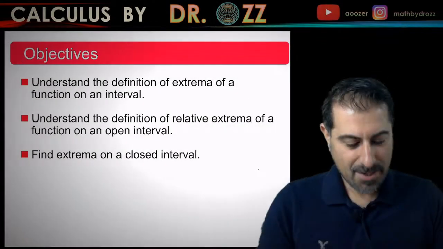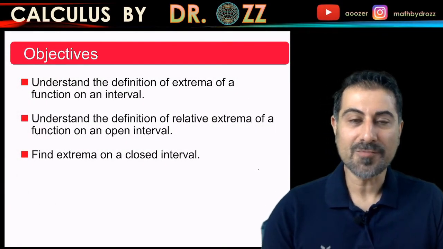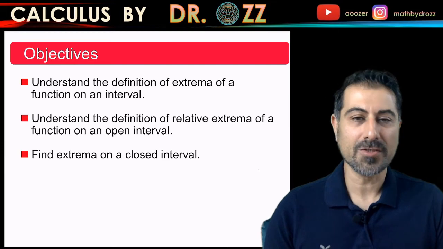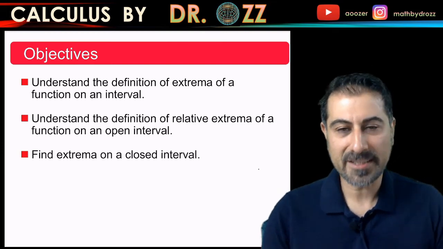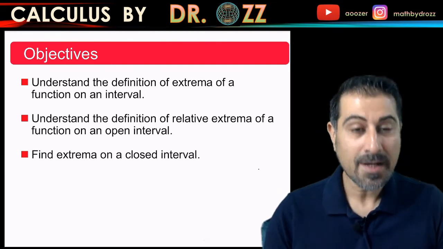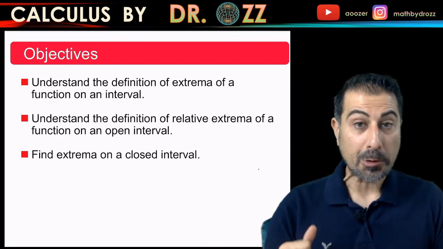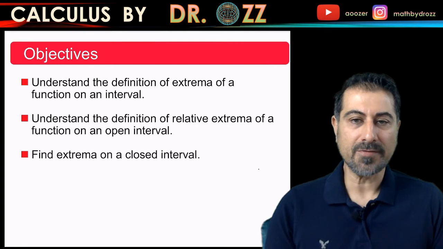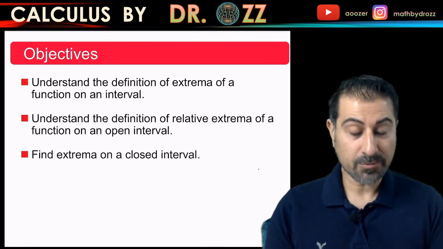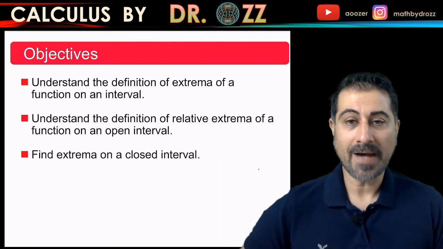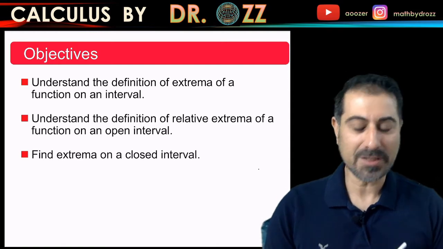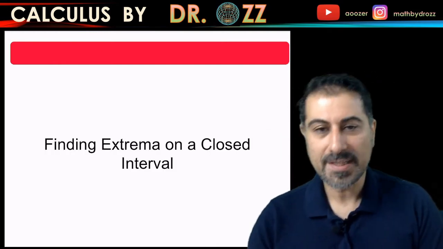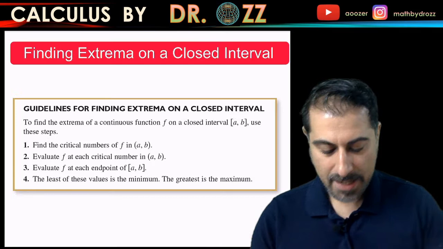All right, welcome back. So in the first two videos, we understood the definitions of extrema and relative extrema. And for finding relative extrema, we learned how crucial it is to know the critical numbers or critical points of a function on an open interval. In fact, we're going to use this skill towards finding extrema on a closed interval. So let me just provide you the guidelines right away.